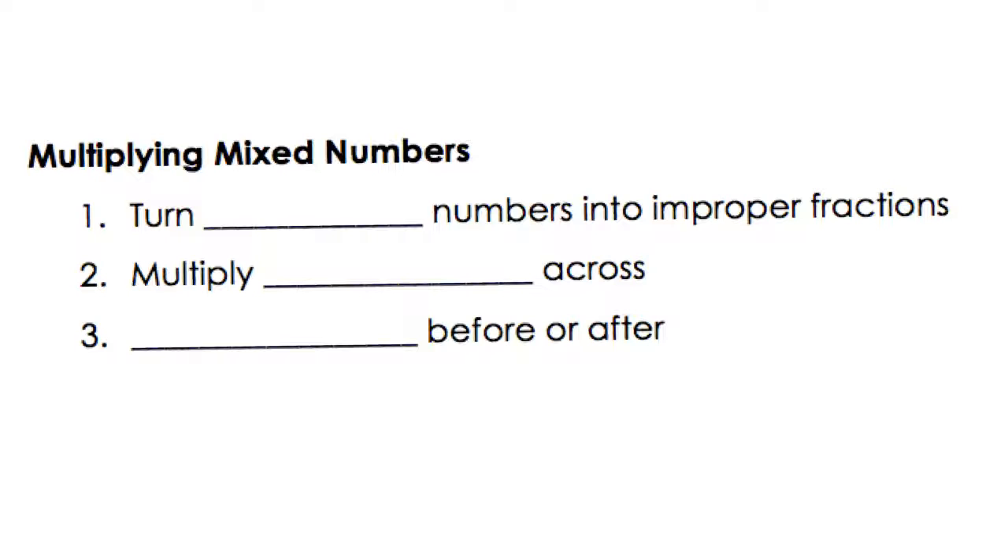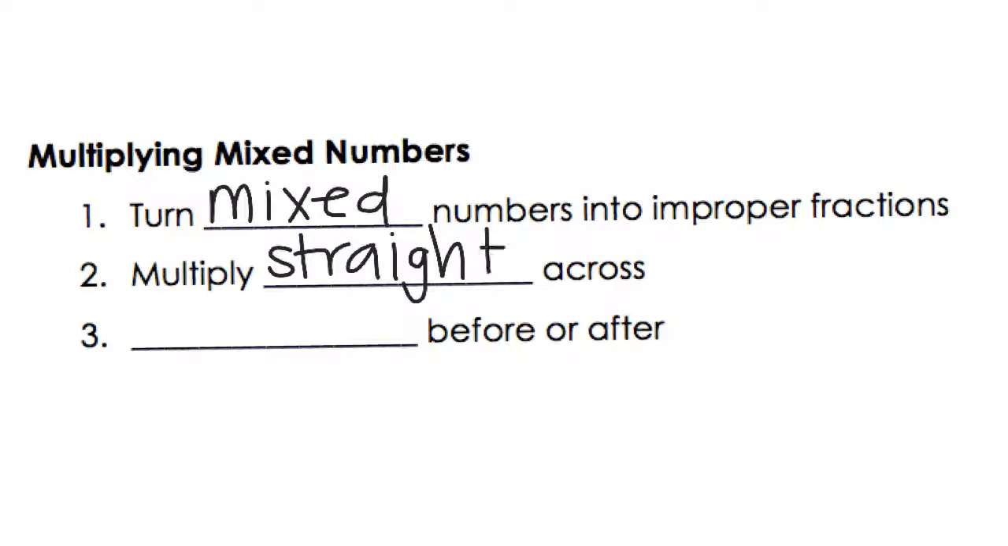The first step is to turn the mixed numbers into improper fractions. The second step is to multiply straight across. And the third step is to simplify, and you can simplify before or after you multiply.